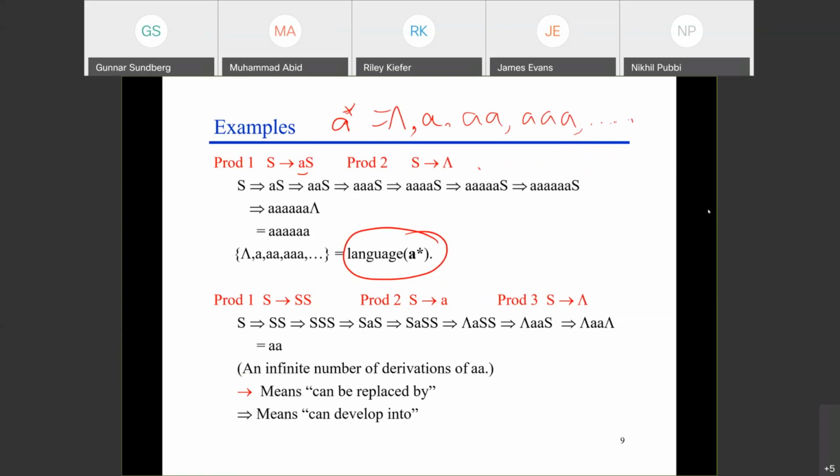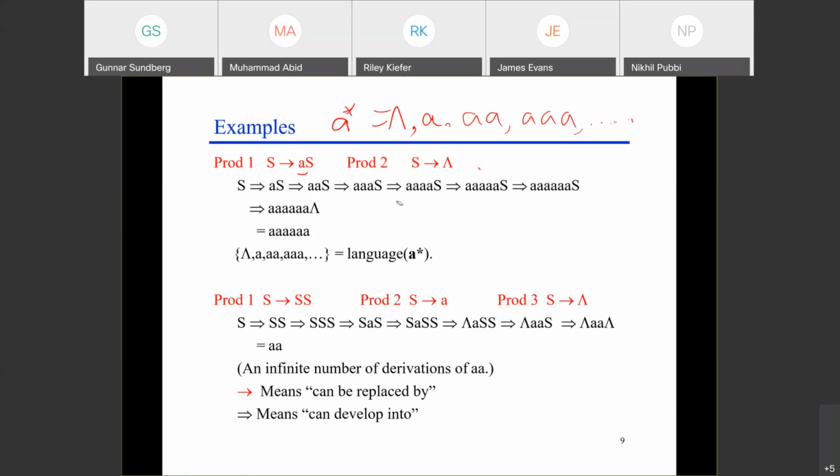Okay, so do you understand how we get this A star, how we can say that this grammar belongs to A star? Any question on this one? If you guys have any question about how we figure out that this is A star? Okay. If you are happy with this, then let's go to the next step.